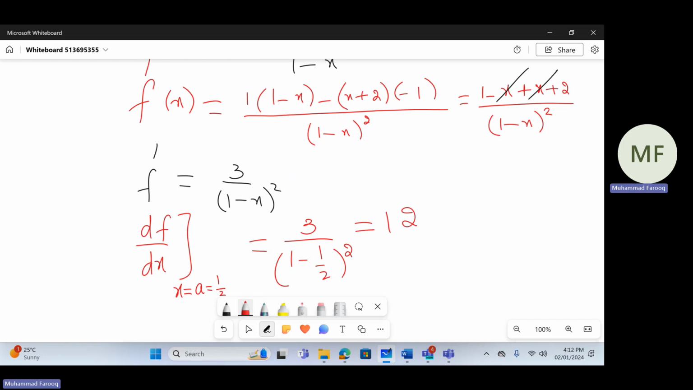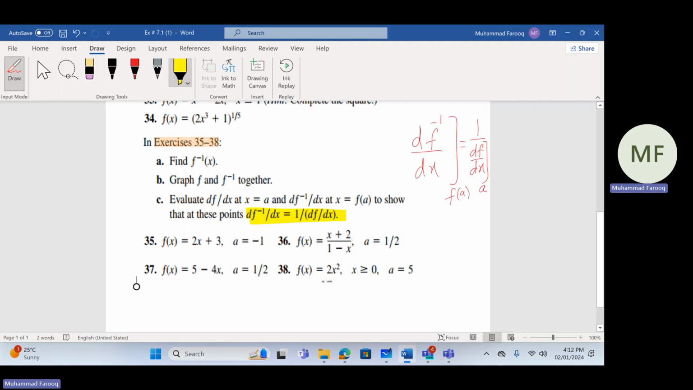We get the reciprocal, 1 over 12, is the inverse, right? Just wait. We have to confirm this property first, then I will take a question where we apply it. So this is the first part of the question: find the function derivative at A. Done? Answer: 12. Clear?